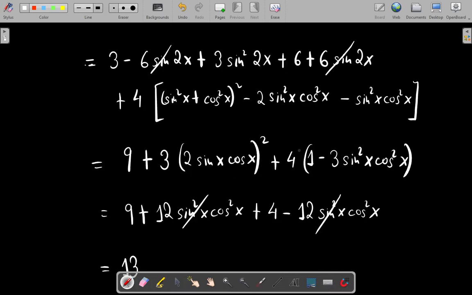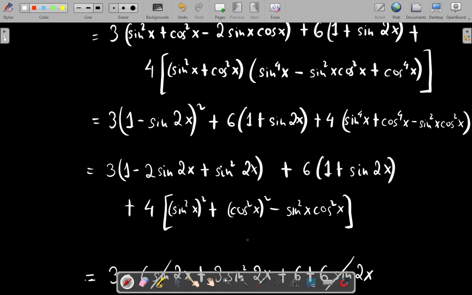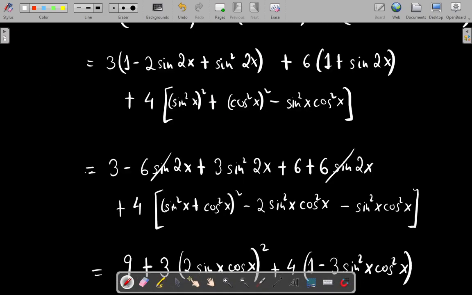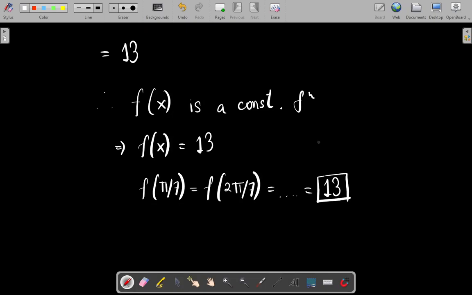The only part that was a bit lengthy was the computation of this expansion, the trigonometric expansion. The rest is very solvable and easy.